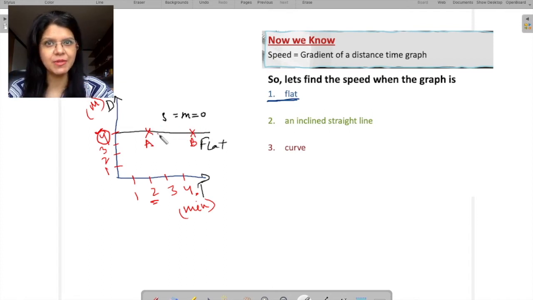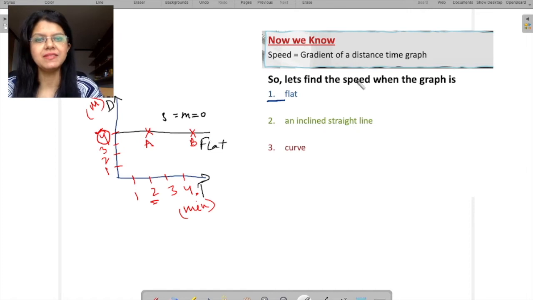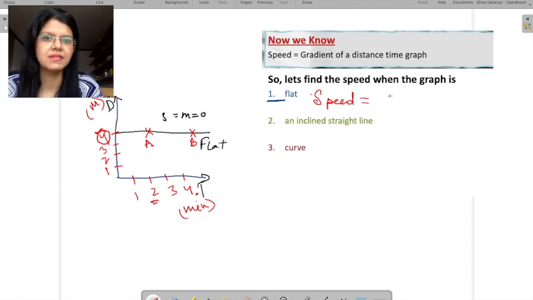When you're stuck at the same location, what does it mean? You're not moving. Automatically it means your speed is 0. And this is what is depicted by a graph which is a flat line on a distance time graph. So a flat line always represents a speed which is 0. Let me write it down here. It depicts a speed which is 0.